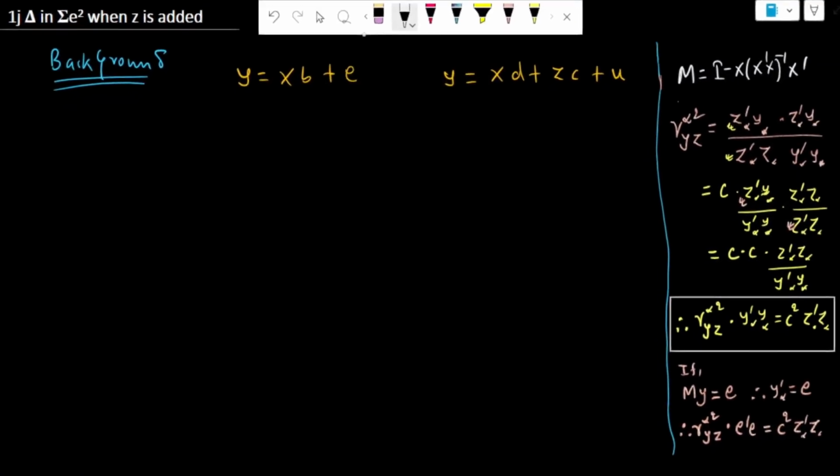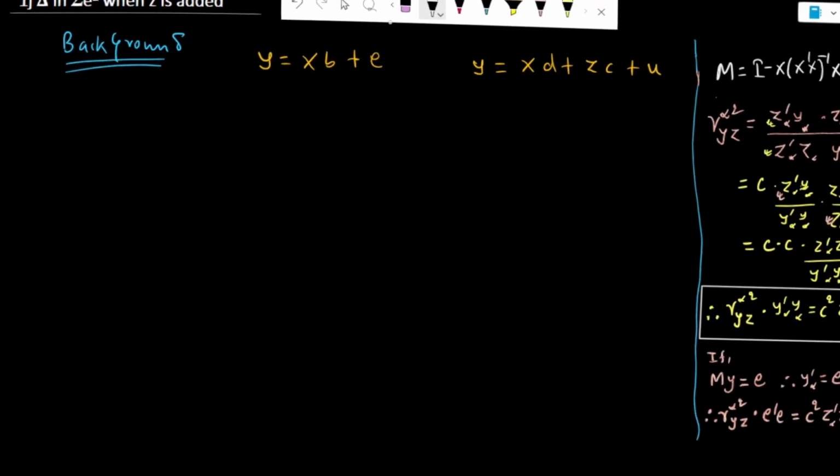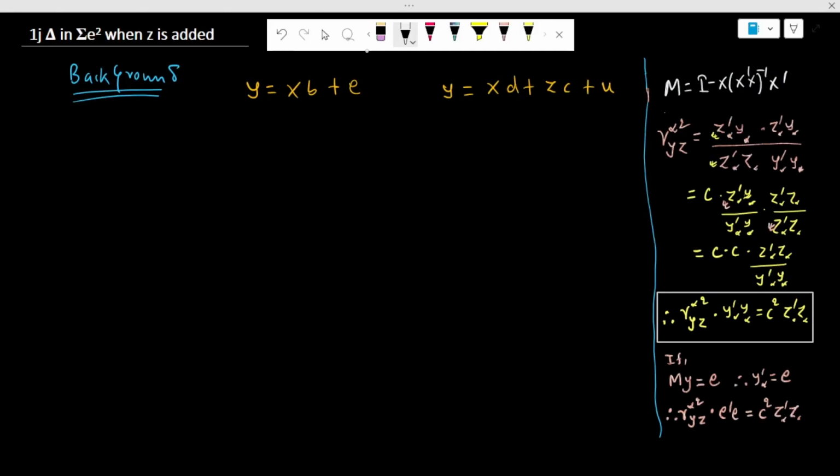In this video, we will discuss the change in the sum of the square of error when a variable is added to the regression model. So first of all, we have this regression model where the independent variables are represented by matrix X and the residual term is given by E.